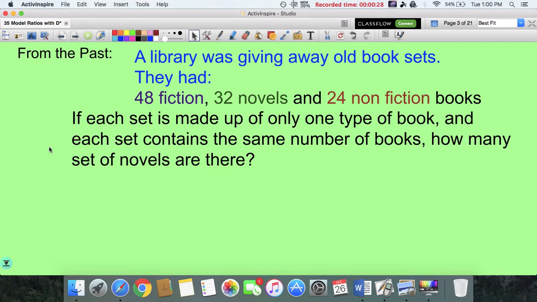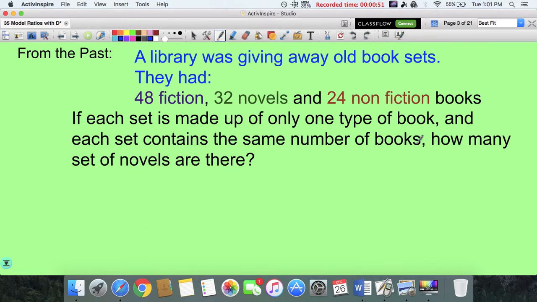See how far you can get, and hopefully you can get the right answer. There are 48 fiction books, 38 novels, 24 non-fiction books. You want to put them in boxes. I think it's not worded too nicely. You want to give these books away, right? And think of sets as boxes.